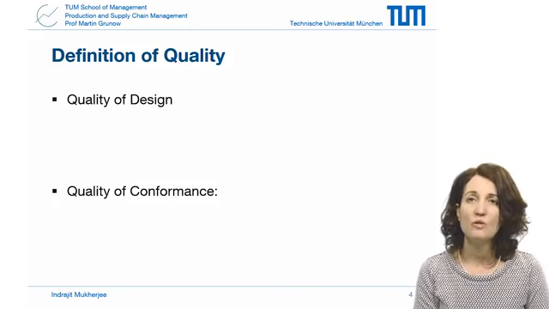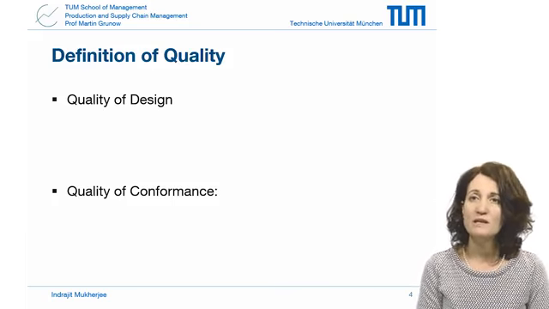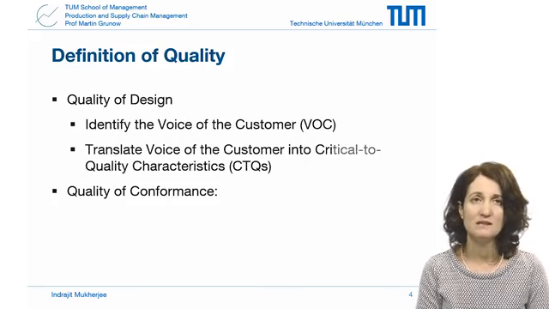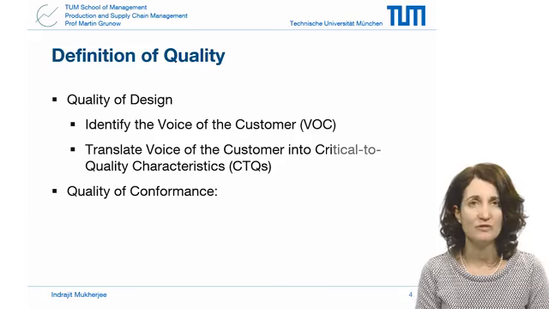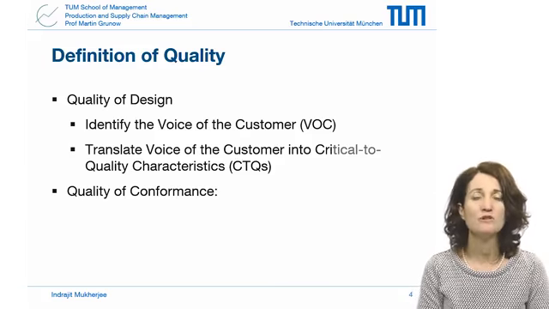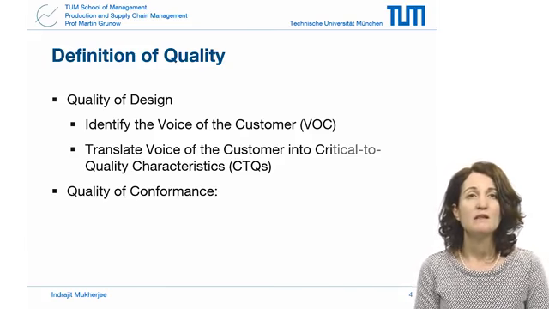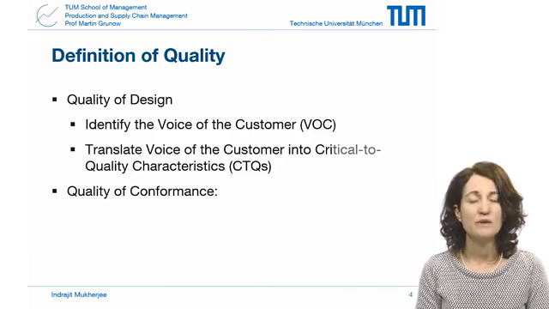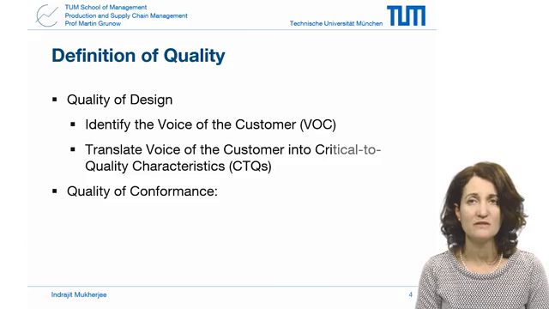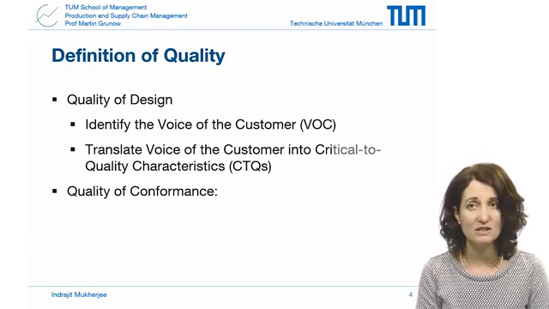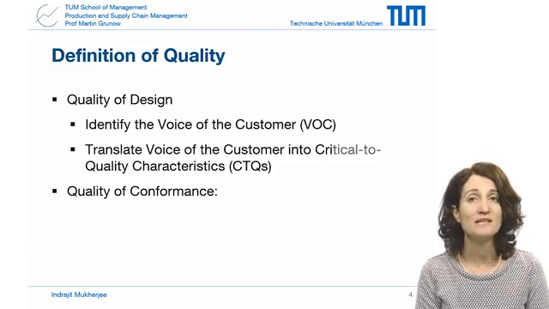So to achieve quality of design, we need to identify the customer's wants and needs, the voice of the customer, or VOC. And sometimes you also hear voice of business, or VOB. These are what the customer is expecting from our product and services, the features that the customer wants. These become then our product design specifications, and we try to make these robust against changes.